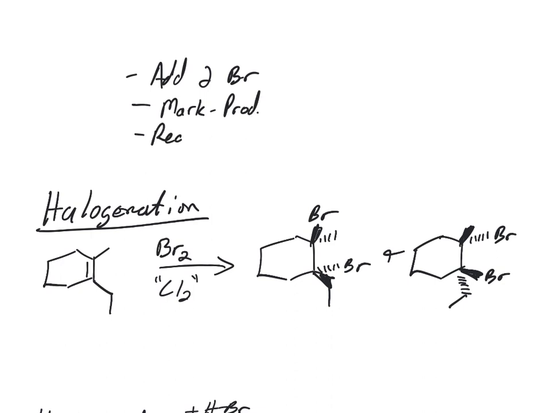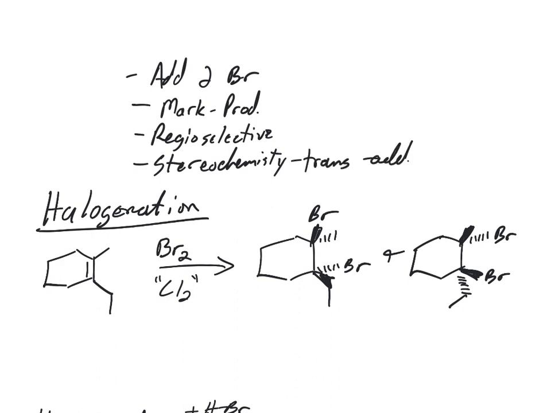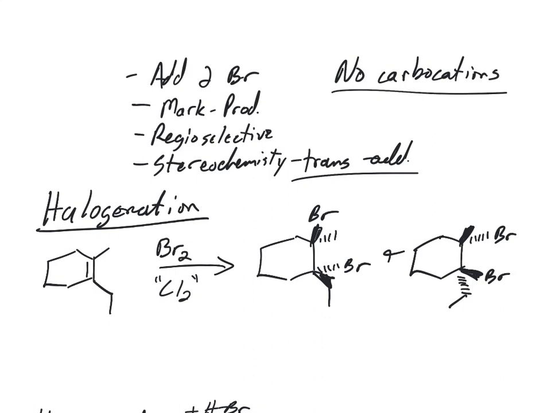This is a regioselective reaction, and we'll see that more when we see the mechanism. Hopefully you've also noticed some of the stereochemistry here. It is a trans addition. So you add 2 bromines, make a Markovnikov product. It's regioselective, and it is a trans addition. And there are no carbocations. You don't need to worry about rearrangements again. No carbocations, no rearrangements. So now it's just Br2 or Cl2.